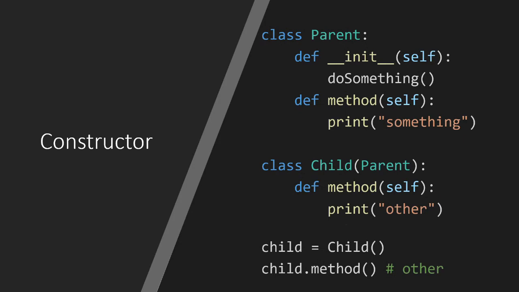You can also do the same with constructors. So here you can see we haven't defined an init for the child, but we have for the parent. And we've also overwritten the method. So here the method will print something in the parent and other in the child. And so when we call it for the child, it prints other. However, if we're to create a parent and then call method, it would print something.